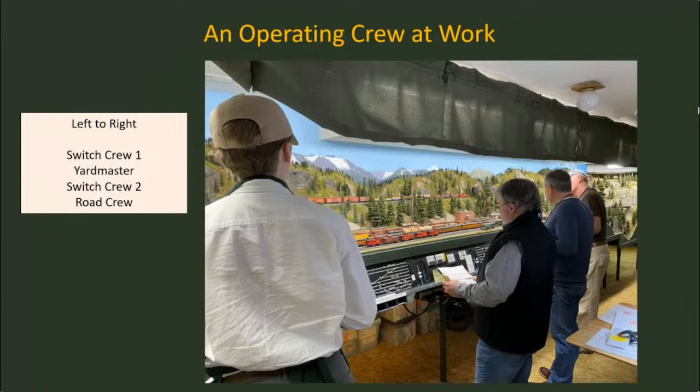So here's an operating crew at work. In this, you see from left to right, one switch crew. Then the next person with the black vest is the yard master. The person beyond him in the blue is the other switch crew, and then the last fellow is the road crew. And so the switch crews work from either end of this double-ended yard and can hand cars back and forth with one another, and it works out pretty well in terms of the workflow.